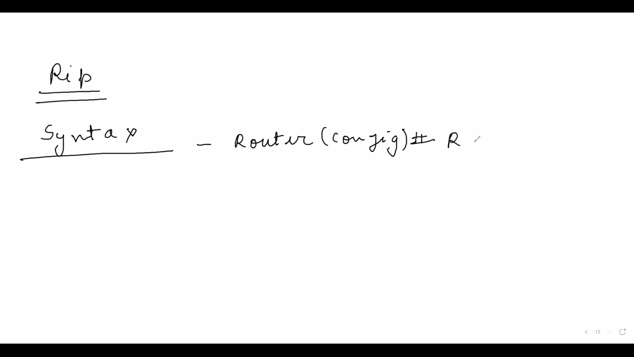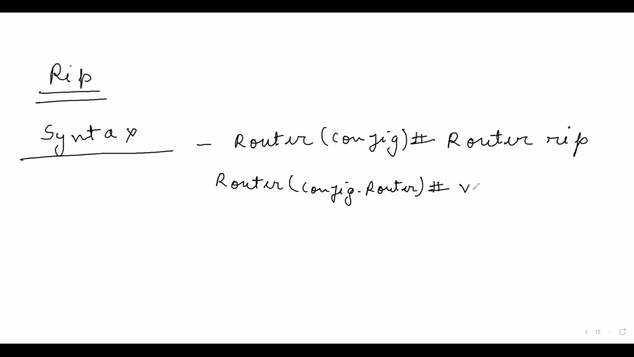Then I will put command router rip. Then router, it will change config router. Then I will add here version 2 because version 1 we are not using. I have to clearly write here version 2. Then router config router.